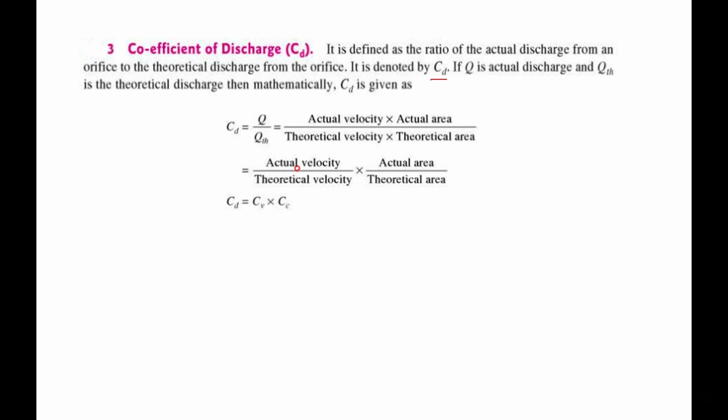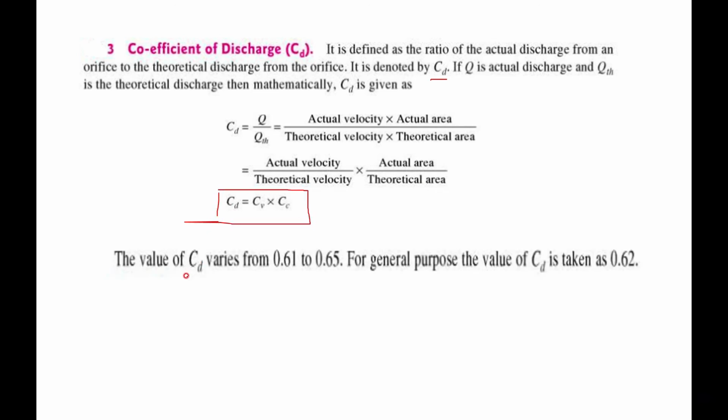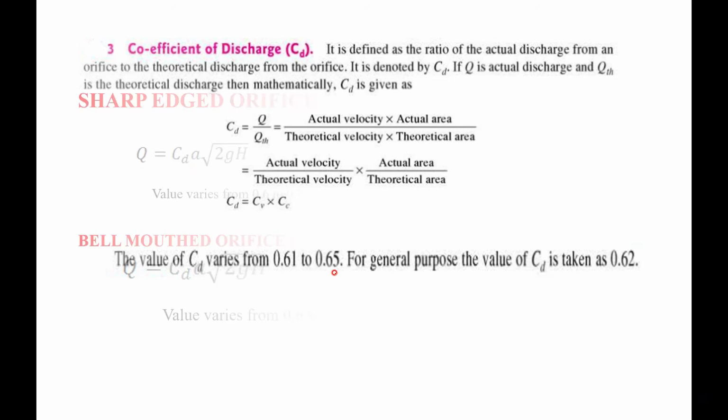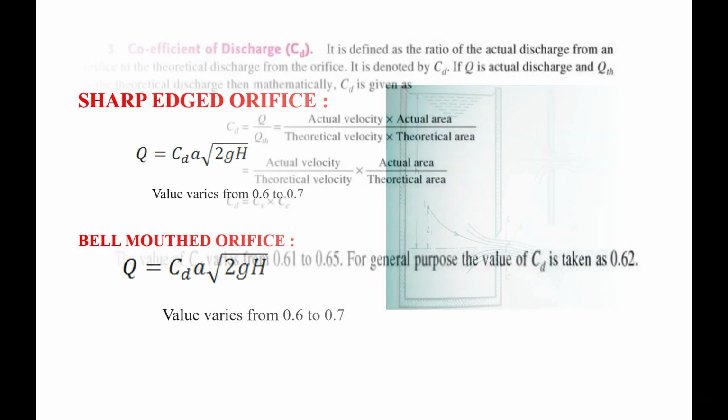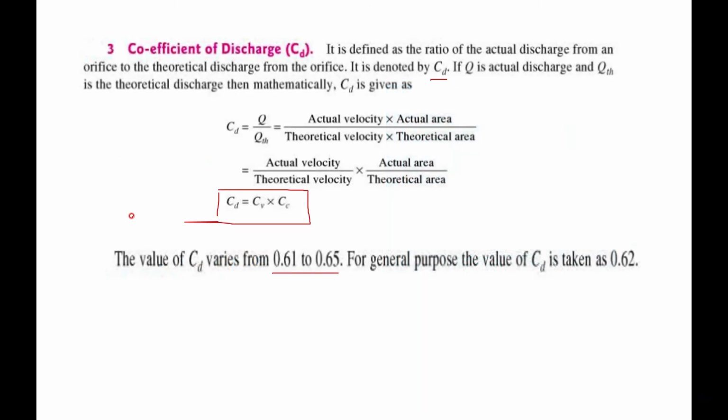Then actual velocity by theoretical velocity will be CV, and actual area by theoretical area will be CC. Then the CD will be CV into CC. The value of CD varies from 0.61 to 0.65. For general purpose, the value of CD is taken as 0.62. Okay, so these are the three hydraulic coefficients.